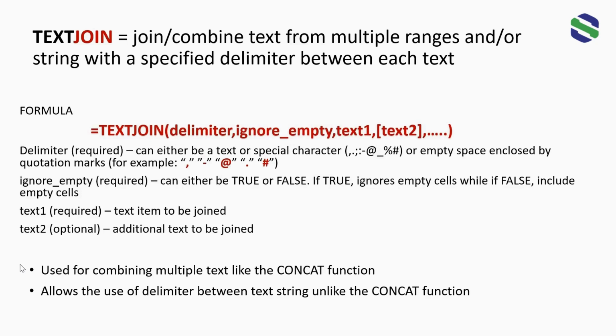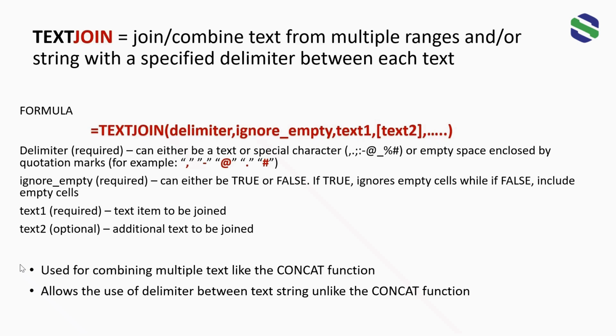When we talk about the formula for the TextJoin function, the formula is expressed on the screen. For the syntax, the first one is the delimiter. The delimiter can either be a text, a special character, or an empty space, but it must be enclosed in quotation marks, because the quotation marks tell the function that this is a delimiter. It is required in the formula.